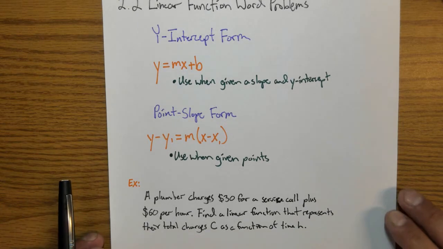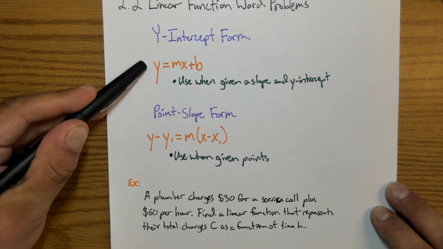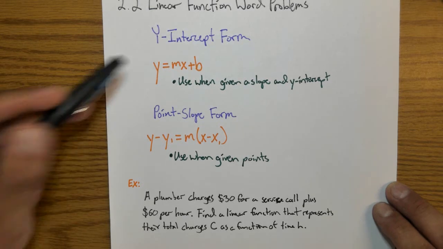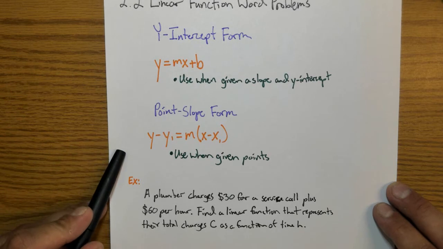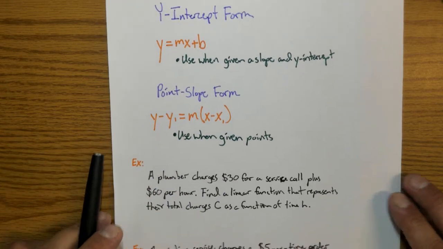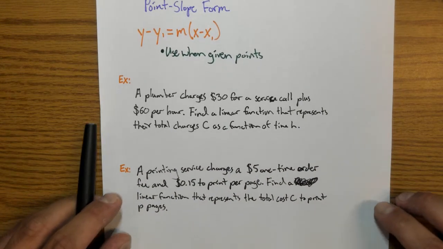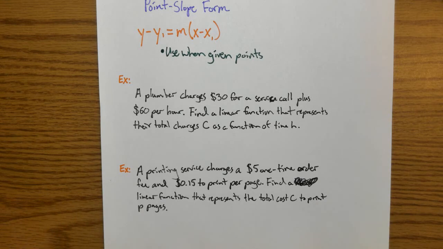And sometimes we'll be in point slope form and we'll want to solve for y so that we're in y-intercept form. That is definitely okay. We could just simplify it and it'll look like this. So let's just go through a few examples here. So example 1. A plumber charges $30 for a service call plus $60 per hour. Find a linear function that represents their total charges C as a function of time H.